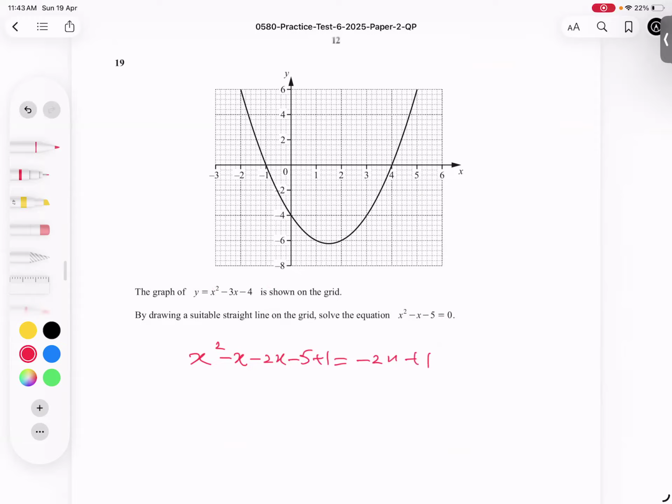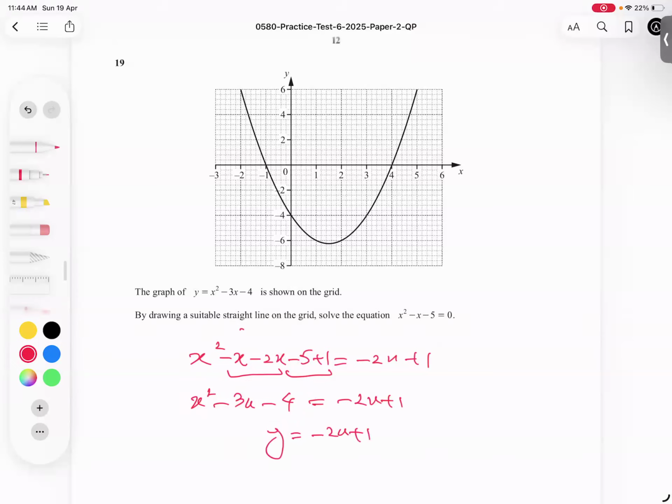Why plus 1? Because if I add plus 1, it will give you minus 4. Now check it. The x squared matches, these two terms will give us negative 3x, and these two terms will give you negative 4. Check whether it matches or not. On the right-hand side, we got this. So this is equal to y, and y equals negative 2x plus 1.